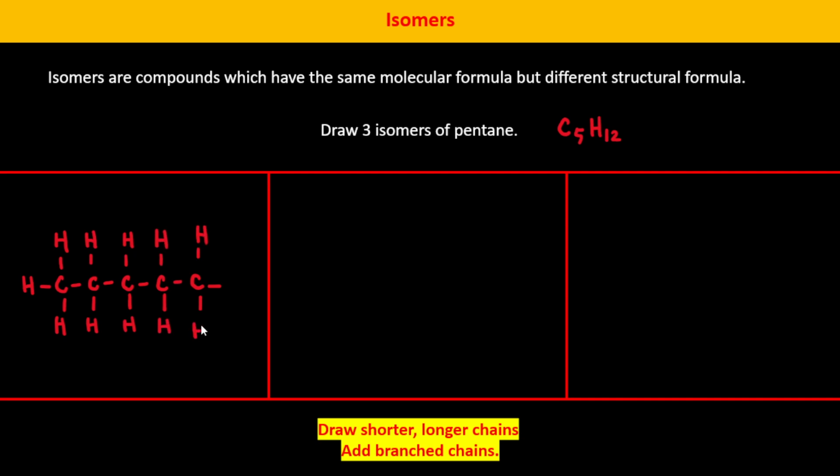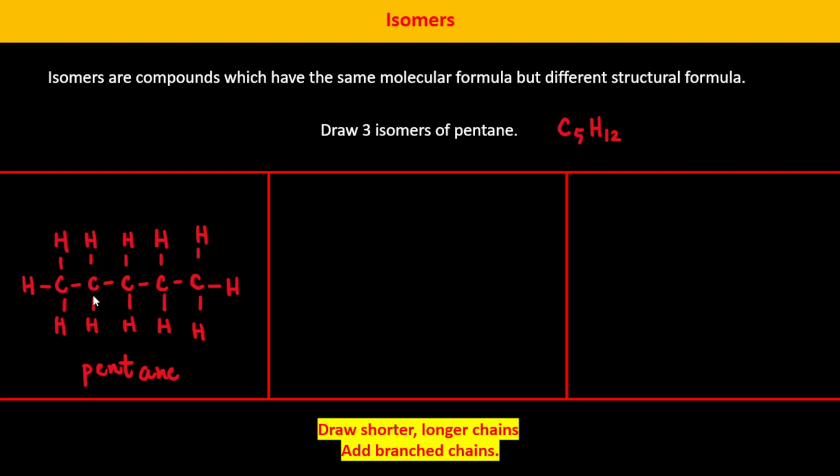Alright, so since you don't have anything special here, all of these are single bonds, so the name is going to end in -ane, and since this is 5 carbon atoms, it will be pentane. Alright, so if I'm going to draw an isomer, a tip I can give you is you can either draw shorter or longer chains. But right now, this is my longest chain and I can't draw something longer than this.